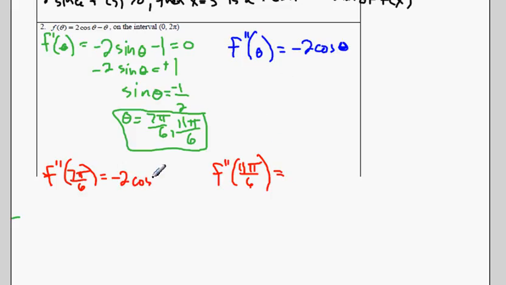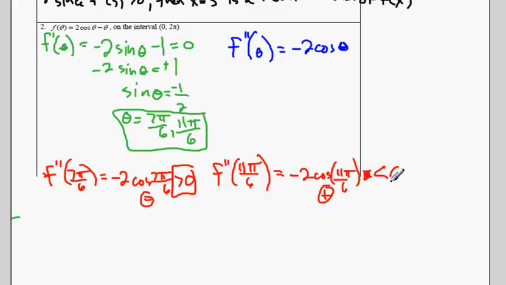Okay, and I get negative 2 cosine 7 pi over 6. We said that's 210. That's in the third quadrant. That's going to be a negative value. We know negative 2 is negative, so hey, this is going to be positive. That's really all we're looking for. And then here is negative 2 cosine of 11 pi over 6. Really, that's 330. That's going to be in the fourth quadrant. That's positive. Negative 2 times positive. Oh, that's not equal to 0. That is less than 0.